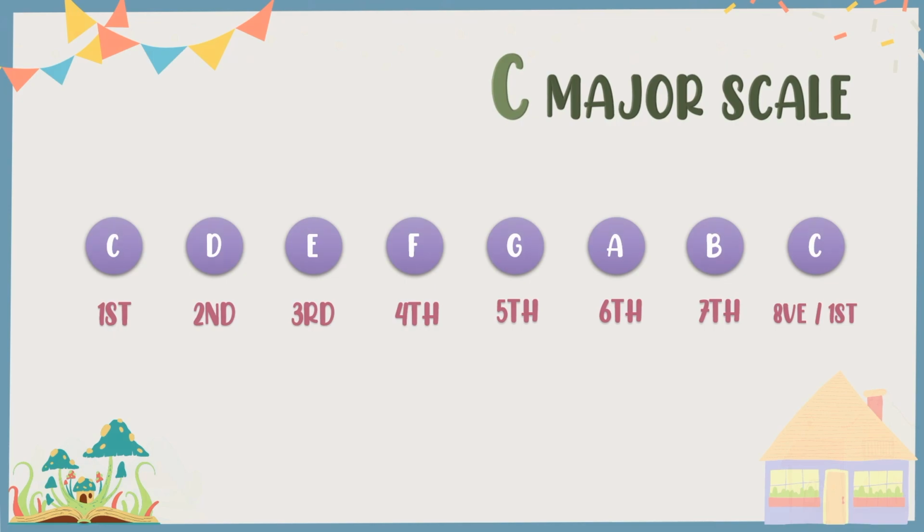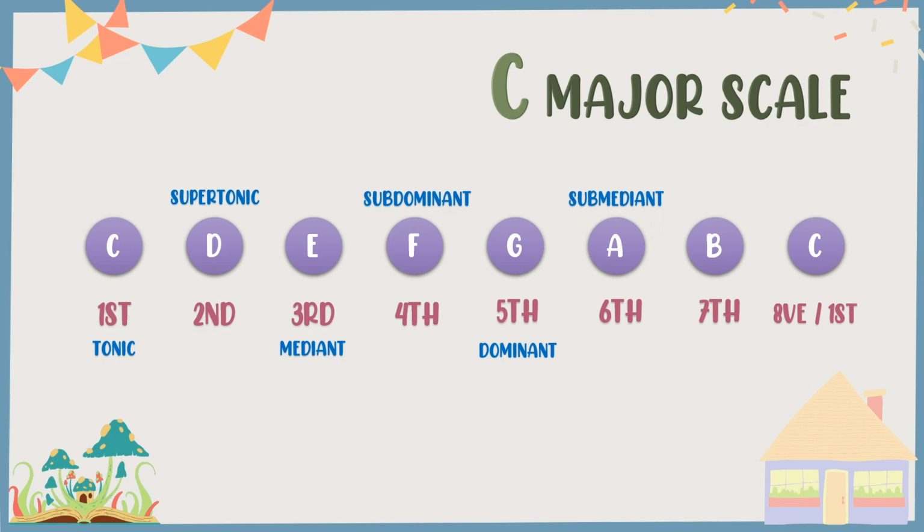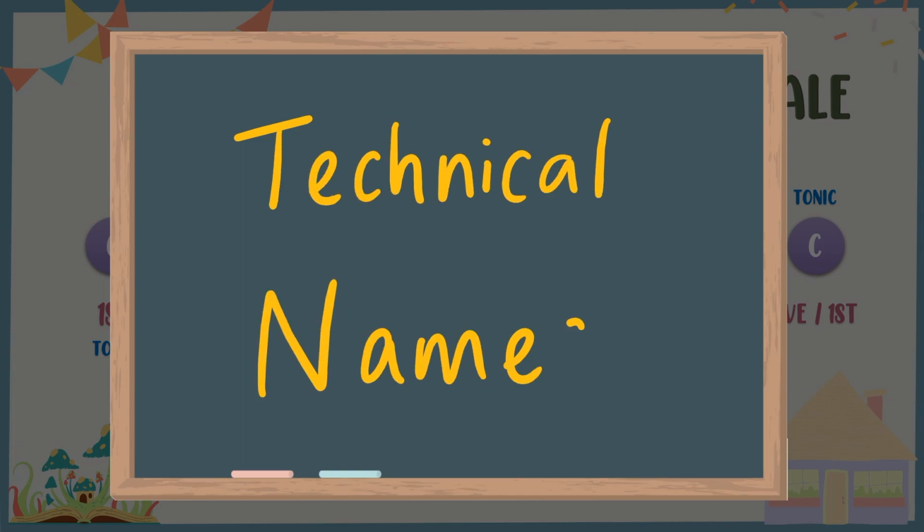The first note is called tonic. The second note is called supertonic. The third note is called mediant. The fourth note is subdominant. The fifth note, dominant. The sixth note is submediant. The seventh note is called leading note. The eighth note, which is the same as the first, is also called tonic. These are their technical names.